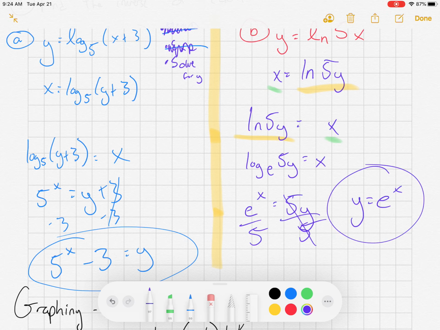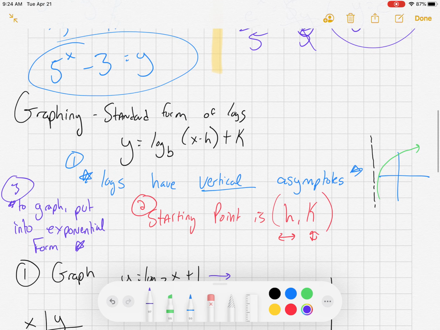Okay, so that is solving inverse. So go to ISS to find the inverse: you switch and solve. The only thing we added new to that is instead of writing in logarithmic form, we're going to put it in exponential form to make our life easier.